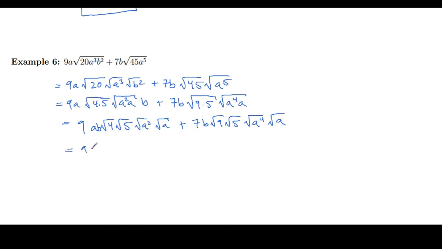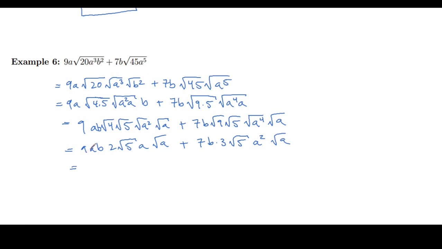So we'll have 9ab, 2 root 5, and then square root of a squared is a, and square root of a we'll leave alone, and 7b times 3 root 5, a to the 4th. When you take the square root of that, it'll be a to the 4 over 2, right? A to the 4 divided by 2, so that's just a squared. Or the other way is a squared times a squared is a to the 4, so that's why that's the square root. And we're getting closer.